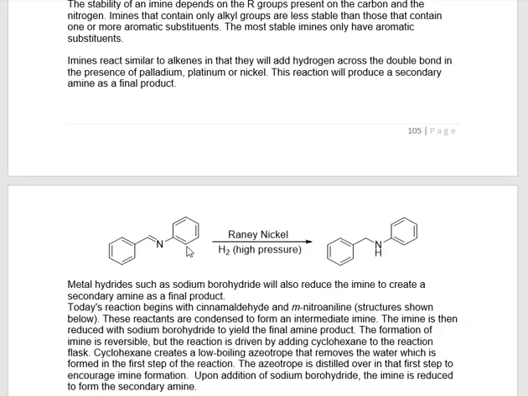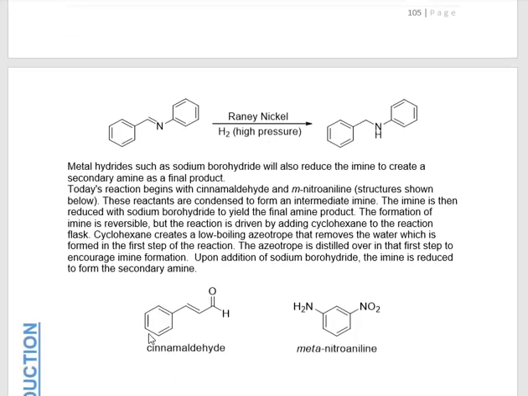Now, for other reductions, you can use something like Raney nickel or palladium or platinum. Use one of those transition metals to help you reduce the imine, the carbon-nitrogen double bond specifically. And you notice here that you don't see the Raney nickel reducing your benzene ring. All right, good stuff.